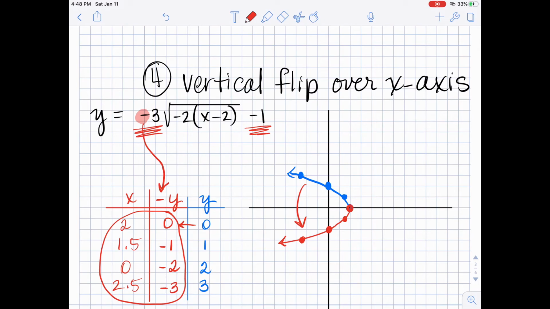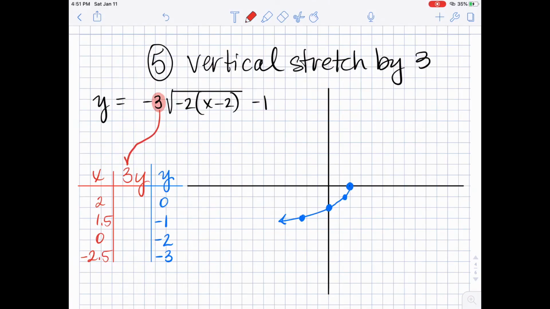Now I'm going to take my new y values and rewrite them in blue and work on the 3 that's being multiplied, which makes a vertical stretch by a factor of 3. So we multiply all our y values by a factor of 3 and then plot our old x values and our new y values on our graph. 2, 0, 1.5, -3, 0, -6, and -2.5, -9. You can see that our graph has been vertically stretched by a factor of 3.